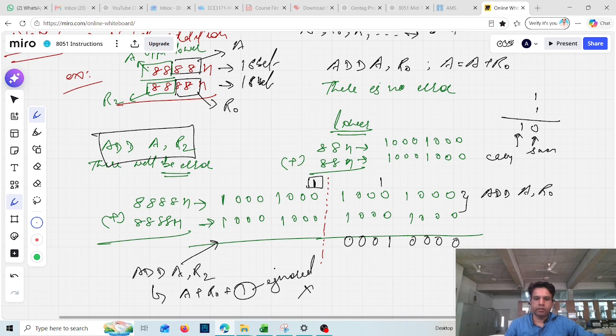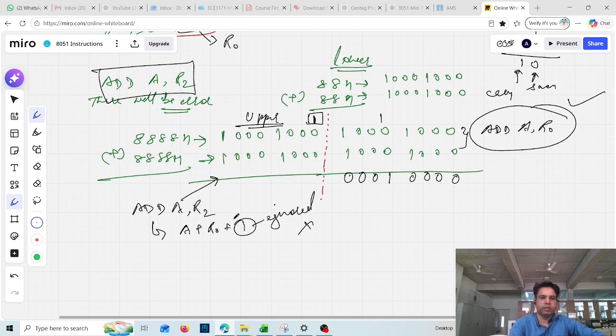Okay, that is why this is wrong. When you have written the first ADD instruction here, there is no problem. It is correct. When you are adding the upper 8 bits, the problem arises because the carry is ignored. That is why, to perform the addition of the upper 8 bits, instead of writing ADD, you have to write ADDC A, R2, and you know what the meaning of this one is.